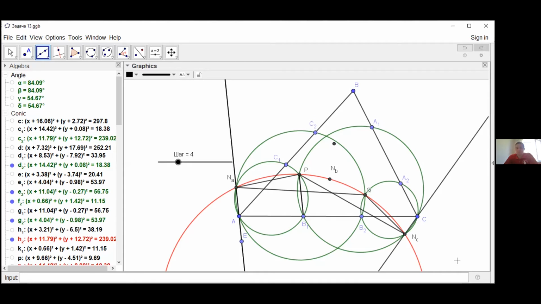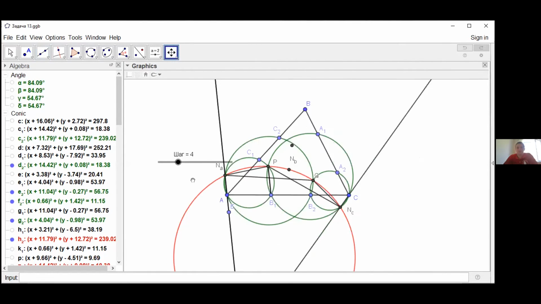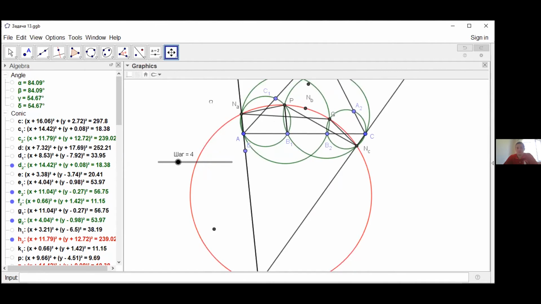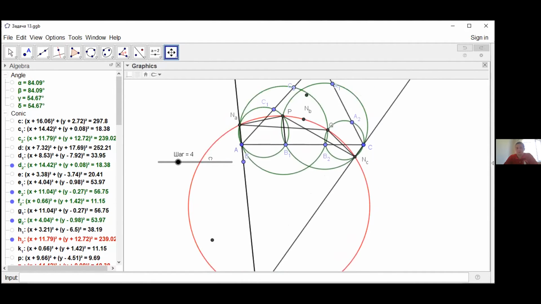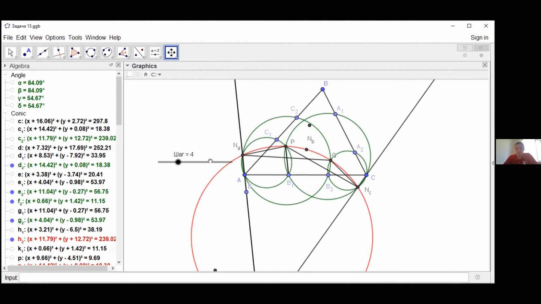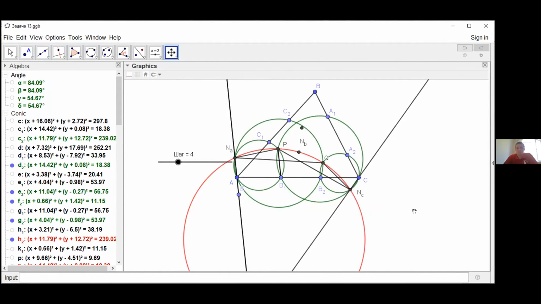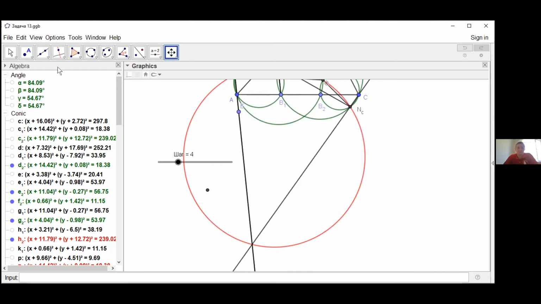Calculating the angles again, we see that the point of the intersection lies on this circle. Again, I skipped the details, but it is inscribed angles plus angle chasing. And since this point, in fact, this is our point N.